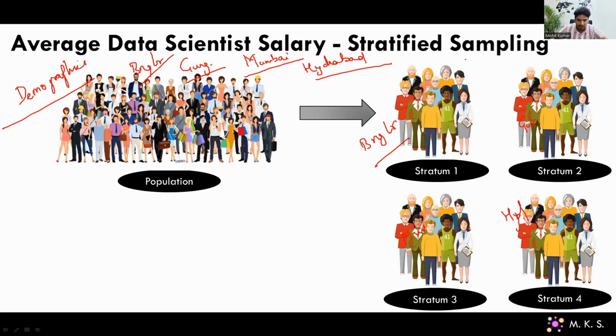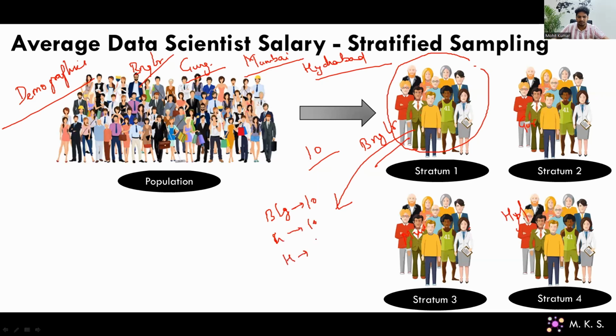Now we have multiple data scientists from this. And now what we will do? We will randomly pick, let's say we want to collect 10 units from each individual stratum. Then we will use simple random sampling to get them from these strata, right? So from Bangalore, we will take 10 units. Similarly, from Gurgaon, we will take 10 units. From Hyderabad, we will take 10 units. And from Mumbai, we will take 10 units. Right? So this is the beauty of stratified sampling, guys.